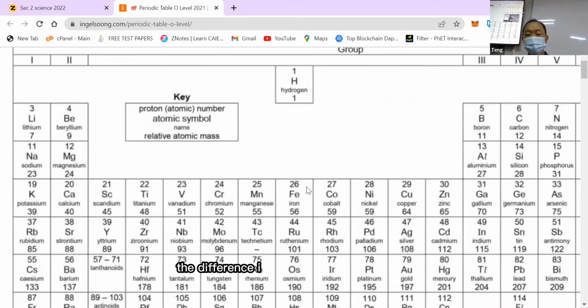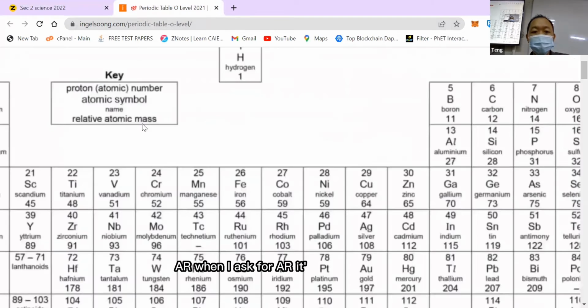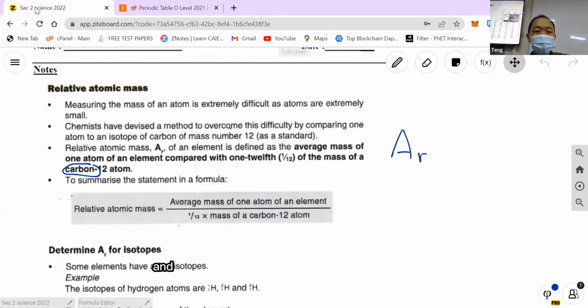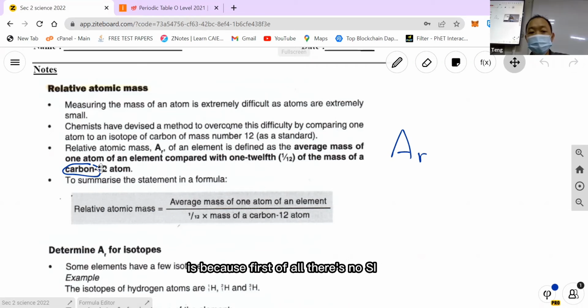The difference is the numbers are reversed. That means the big number put on top, small number put at the bottom. When they ask for AR, it's just the big number. That means how heavy it is. And the reason why it's called relative atomic mass is because, first of all, there's no SI unit.